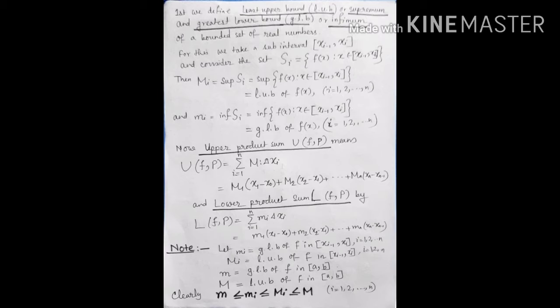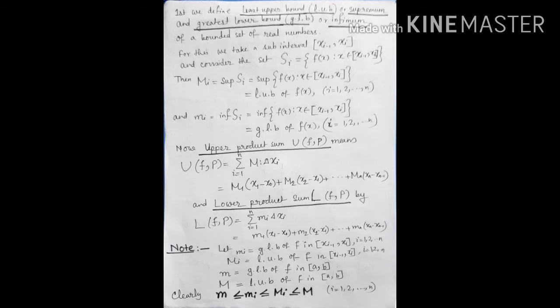Now the upper product sum U(f, P) is equal to the summation for i = 1 to n of Mi Δxi, which is M1(x1 - x0) + M2(x2 - x1) + ... + Mn(xn - xn-1). And the lower product sum, denoted by L(f, P), is equal to the summation over i = 1 to n of mi Δxi, which can be written as m1(x1 - x0) + m2(x2 - x1) + ... + mn(xn - xn-1).